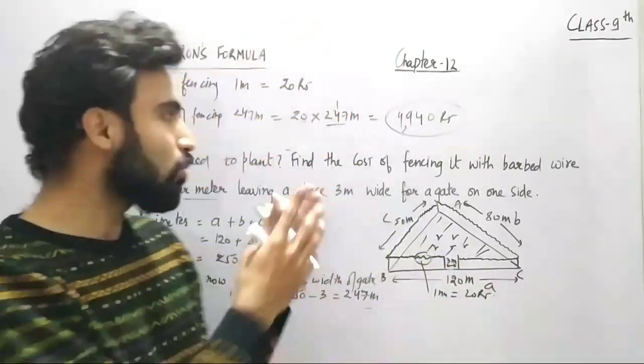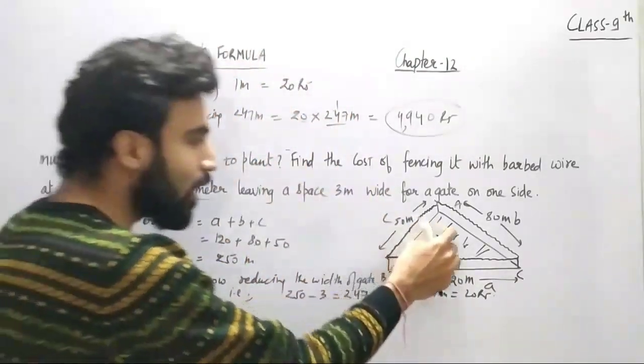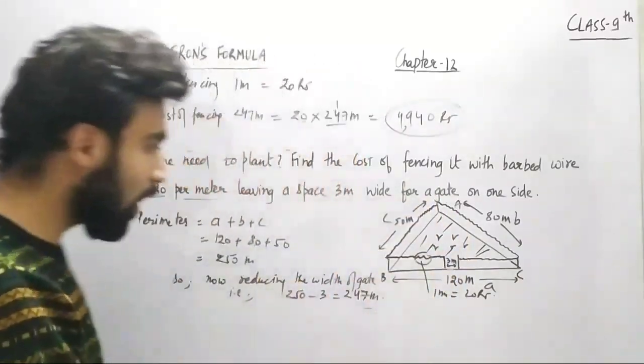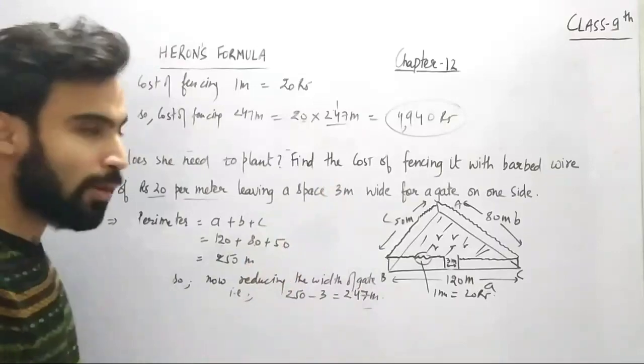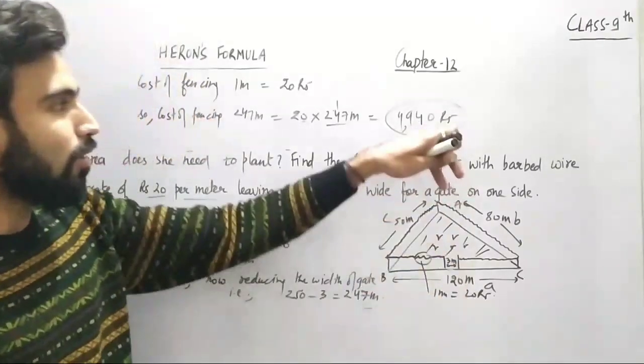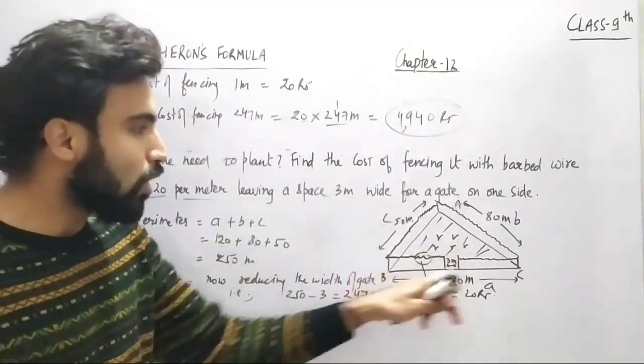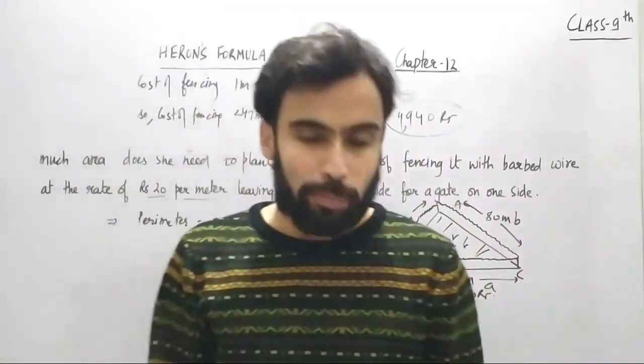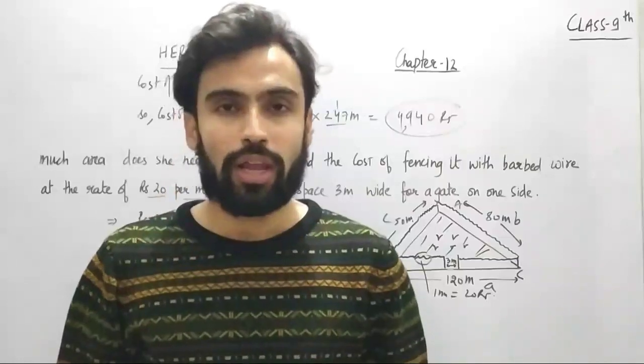So you can see we came to the conclusion here that the area on which the gardener has to plant the grass, we have found out in the earlier part. Now in this we have also found out the charge of fencing the garden, right? That is 4,940 rupees. So you can see that was all in this question here.